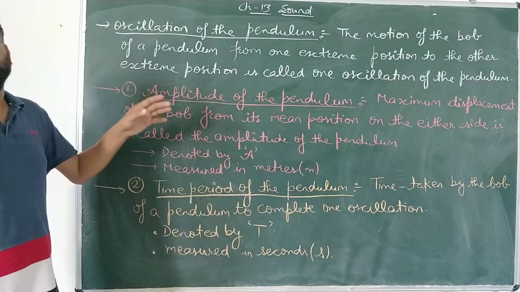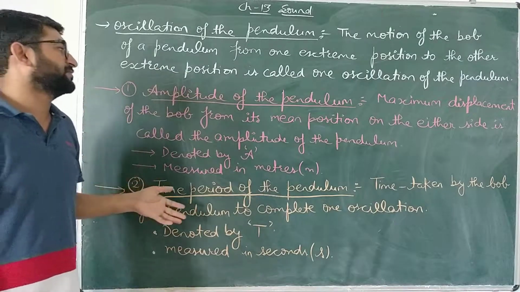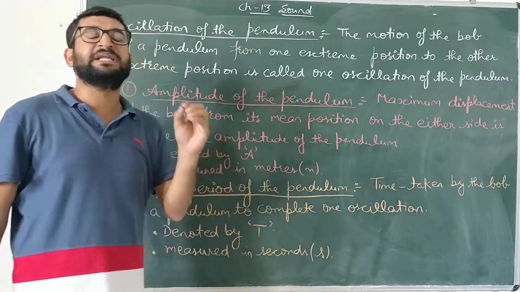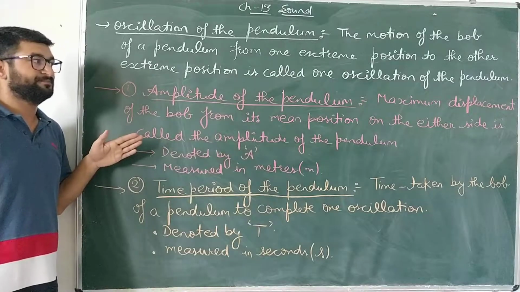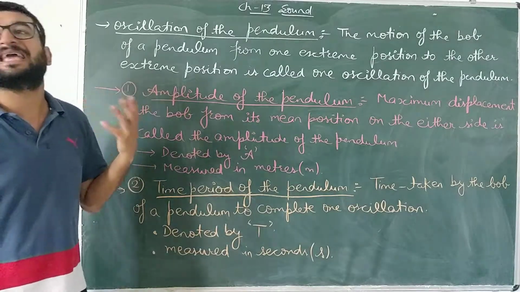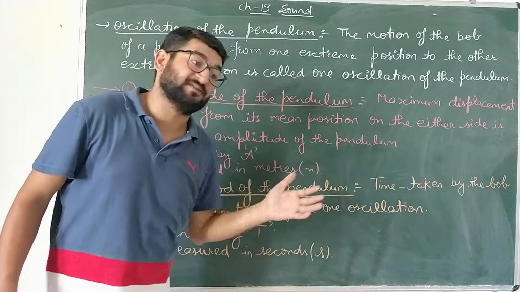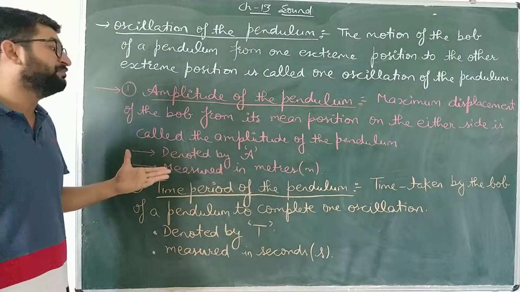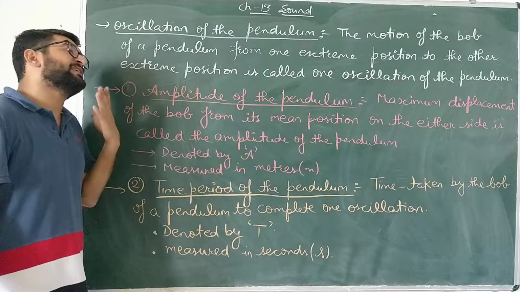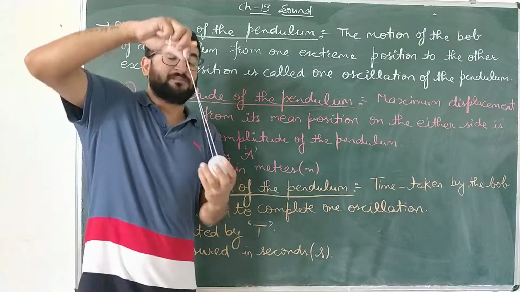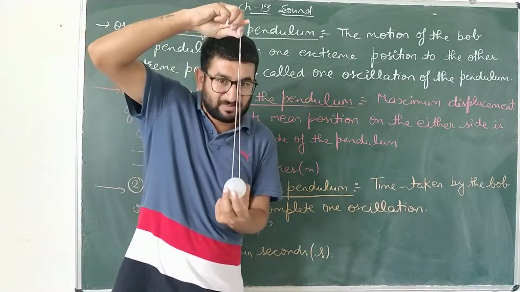Next, there are certain terms which are related to this. The first one is amplitude of a pendulum. Amplitude is denoted by A and it is measured in meters. Its SI unit is meters. What is amplitude? The maximum displacement.